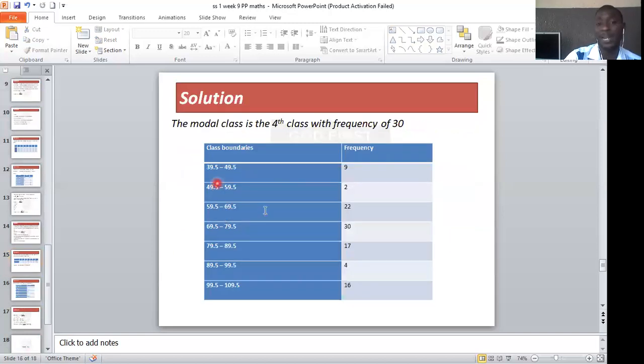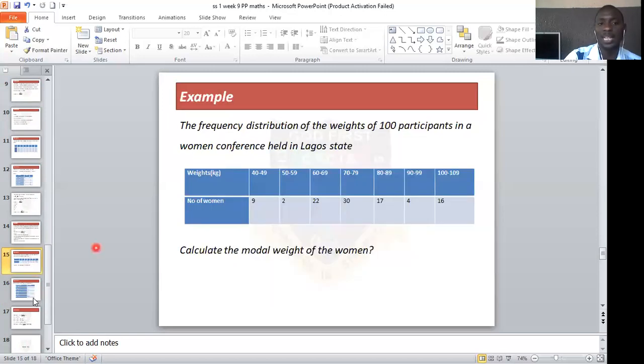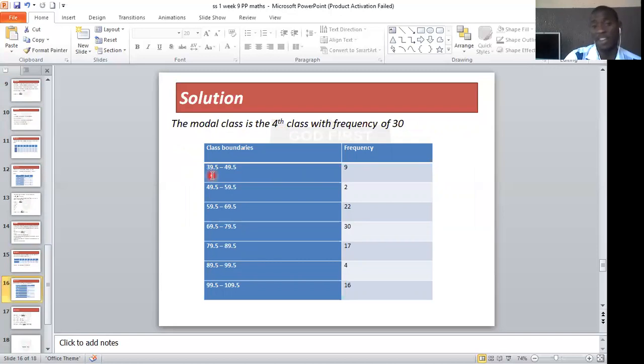Class boundary is minus 0.5 for the lower limit, and plus 0.5 for the upper class limit. Here, from 40 to 49 is the class interval. So we have class boundary 39.5 to 49.5. That is subtracting 0.5 from the lower class limit and adding 0.5 to the upper class limit. You get the class boundaries, and their frequency is like this for each class.